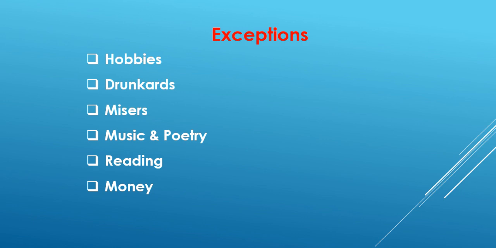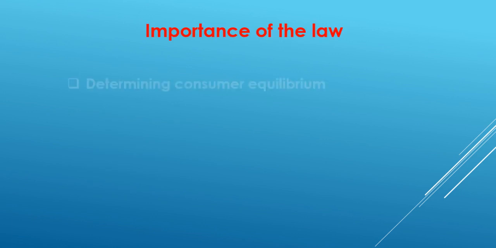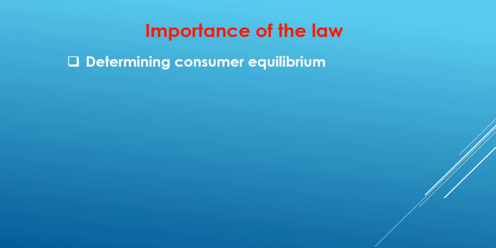From the above analysis, we can conclude that the exceptions to the law of diminishing marginal utility are only apparent and not real. Hence, we can say that the law has universal application. This law has an important place in economics in both theoretical as well as practical manner.